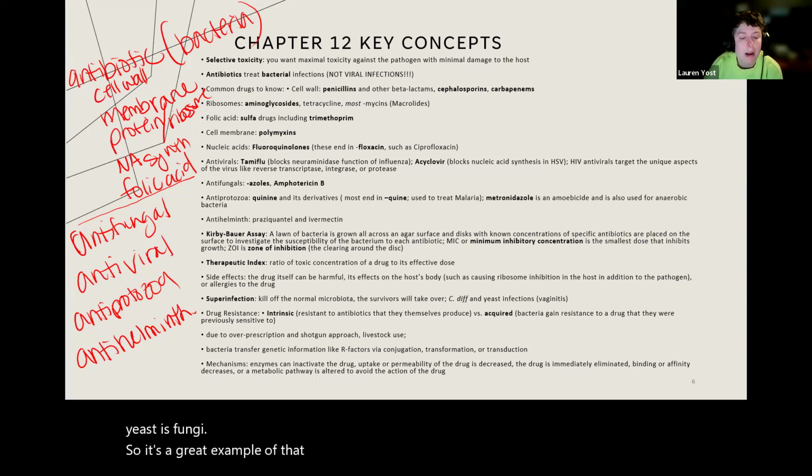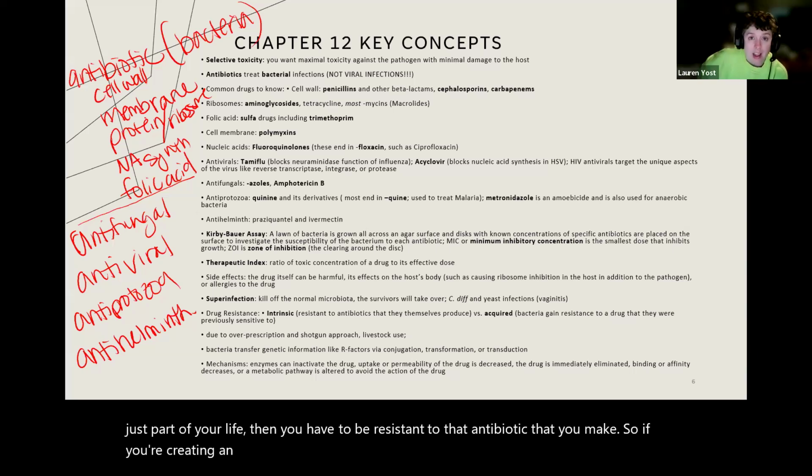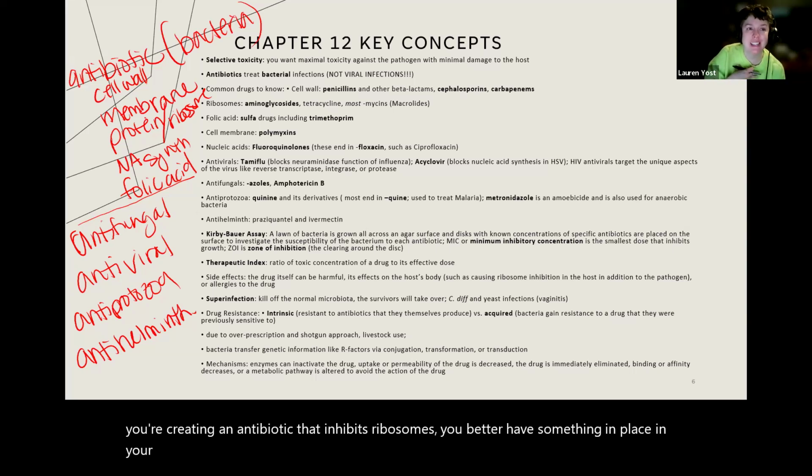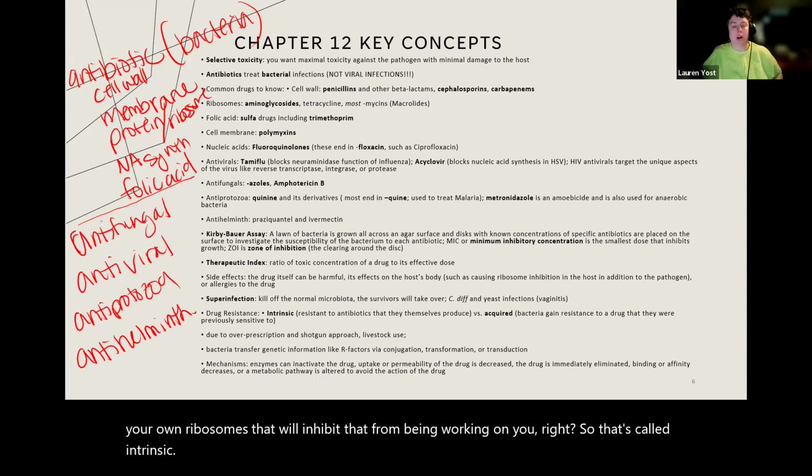If you're an organism that generates an antibiotic naturally as just part of your life, then you have to be resistant to that antibiotic that you make. So if you're creating an antibiotic that inhibits ribosomes, you better have something in place in your own ribosomes that will inhibit that from working on you, right? So that's called intrinsic resistance, all right?